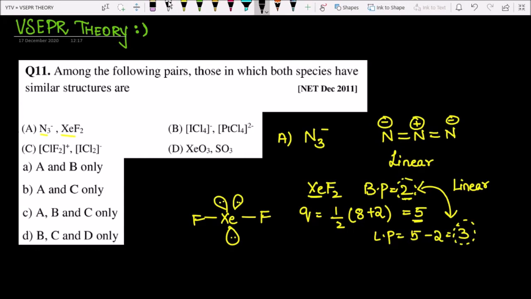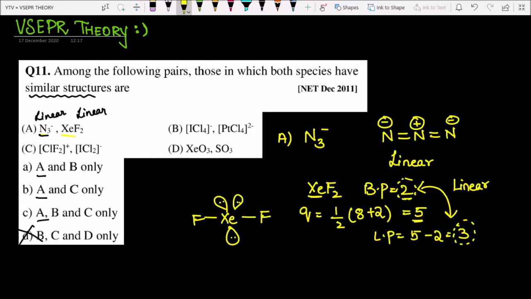So here the answer for this question, among the following, those in which both the species have similar structure: N3 minus is linear and XeF2 is also linear. So in the A case, both the species are going to have similar structure. So A is going to be there in your answer. So eliminate option D. Now move to the next one.